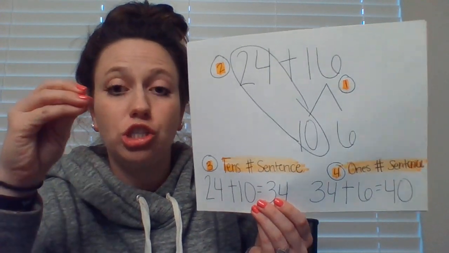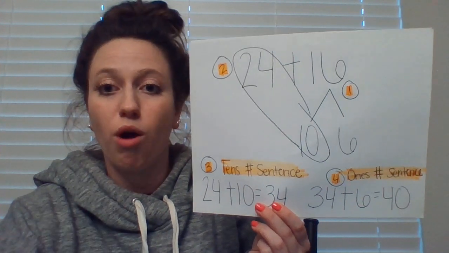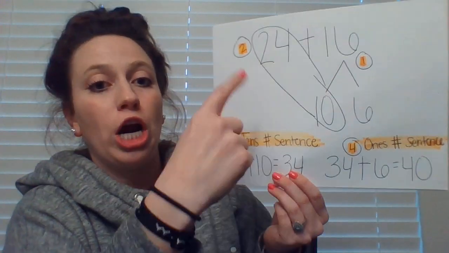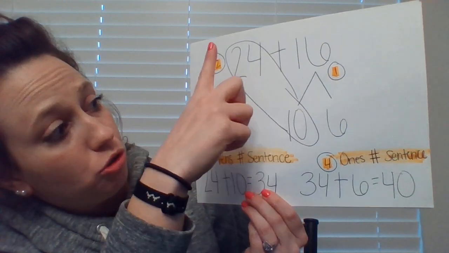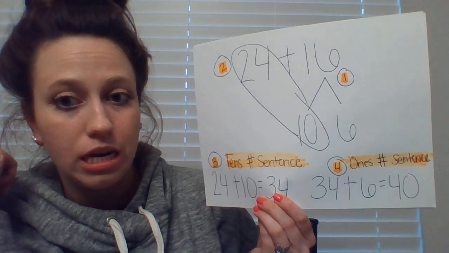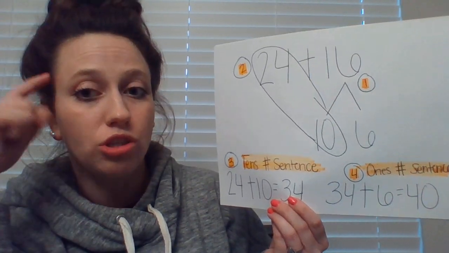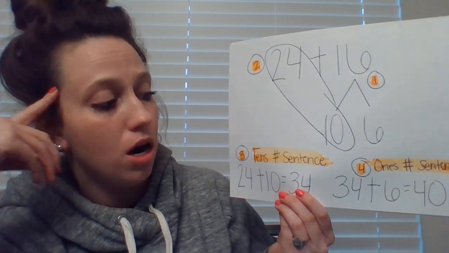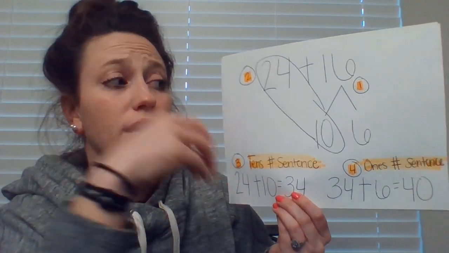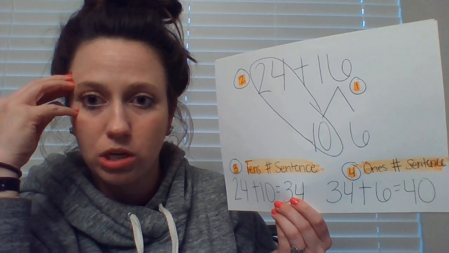Now, the issue that we ran into in class, which is why I sent the homework home, is that a lot of them were adding wrong. So they would do 24 plus 10 equals 34, and then they'd add 34 to 16. That is the issue that we were having in class. We are doing this for the next couple of days, which is great because I love the strategy and I think it's really good for them to understand.